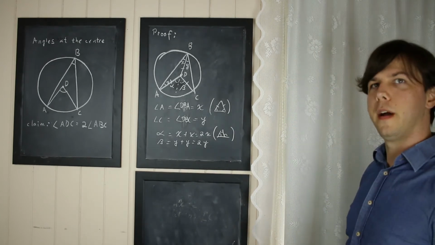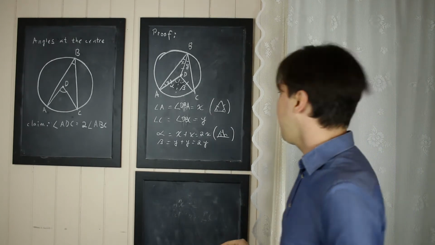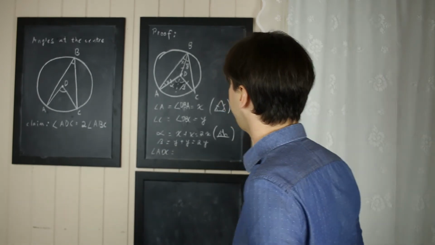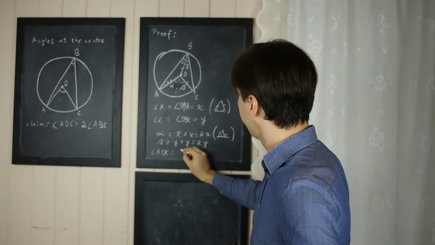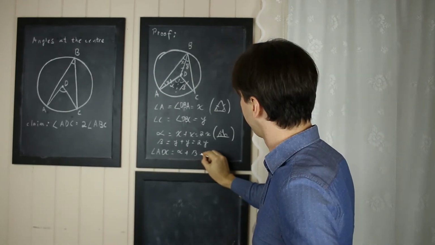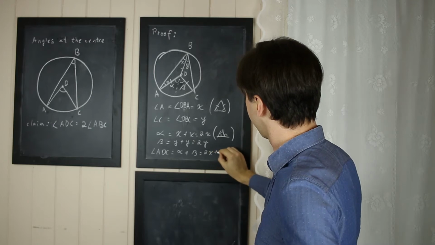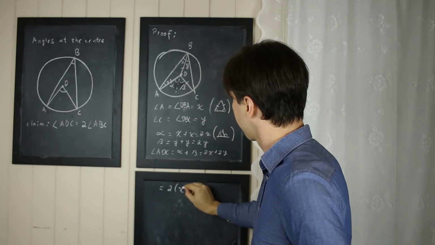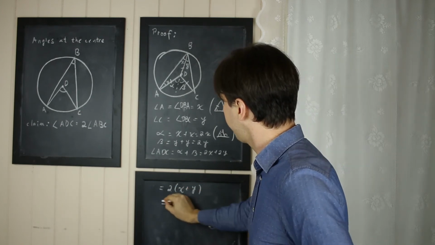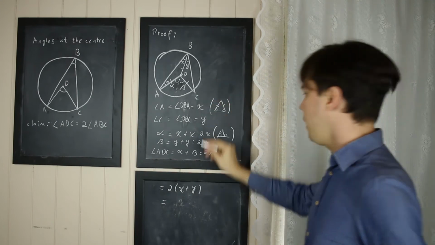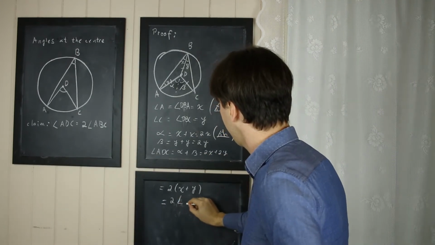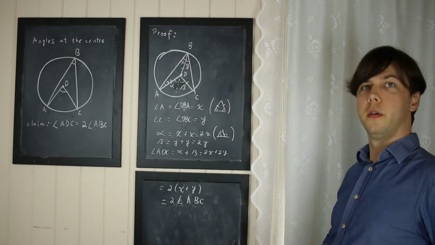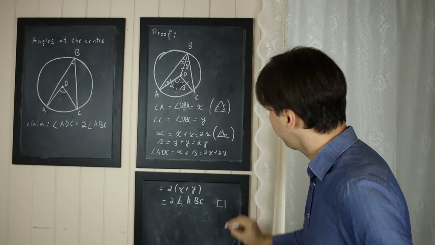Okay, and now finally, that angle that we're after, we have angle ADC is the sum of alpha and beta. Which comes out to 2x plus y, which is 2 times the angle ABC. Awesome. So we have that proved.